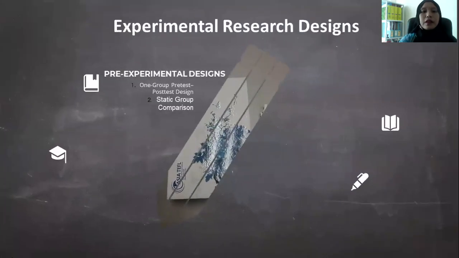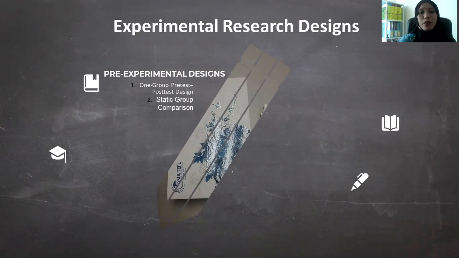Here, the first one is pre-experimental designs. Experimental research designs consist of four designs. The first one is pre-experimental designs, and in the pre-experimental design there are two categories here. The first one is the one group pre-test, post-test design.